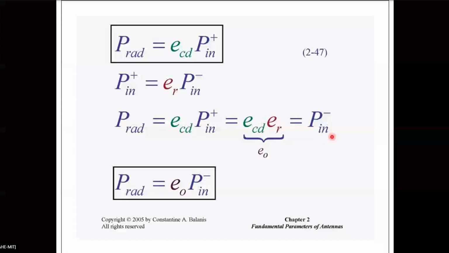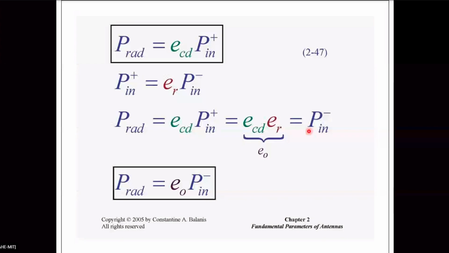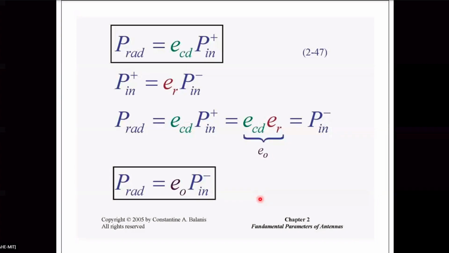So there is something missed. P rad is ECD into ER into P in minus, so it is not equal to what is written here. So P rad is E naught into P in minus. Okay, is it understood? There is a mistake here. This should be multiplication. Is it clear? Yes, sir. Can I go to the next slide?